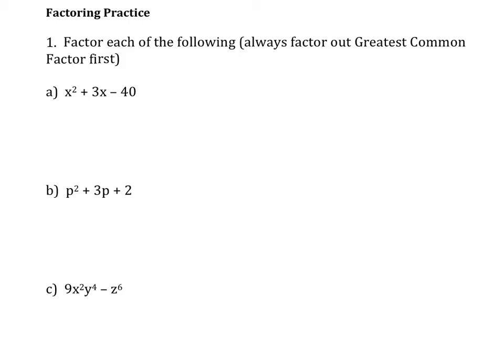Okay, let's start factoring. The first one we have here is x squared plus 3x minus 40. We have no common factors, so we have to look for the method that we'll use. In this case, it'll be sums and products. We need two numbers that multiply to negative 40 and add to positive 3. That'll be 8 and negative 5. So we end up with x plus 8 times x minus 5.